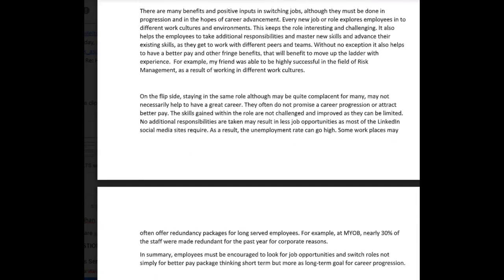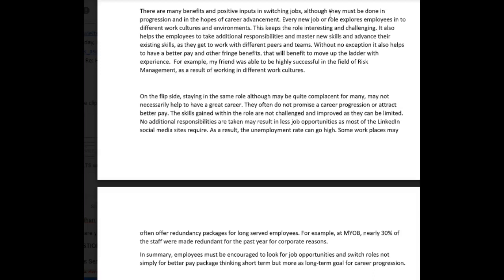Let's see what you said. There are many benefits and positive inputs in switching jobs. I don't know what you mean by input. Although they must be done in progression and in the hopes of career advancement. Every new job or role explores employees in different, not explores, it introduces, so every new job or role introduces employees to different work cultures and environments. This keeps the role interesting and challenging. It also helps the employees to take additional responsibilities and master new skills and advance their existing skills as they get to work with different peers and teams.